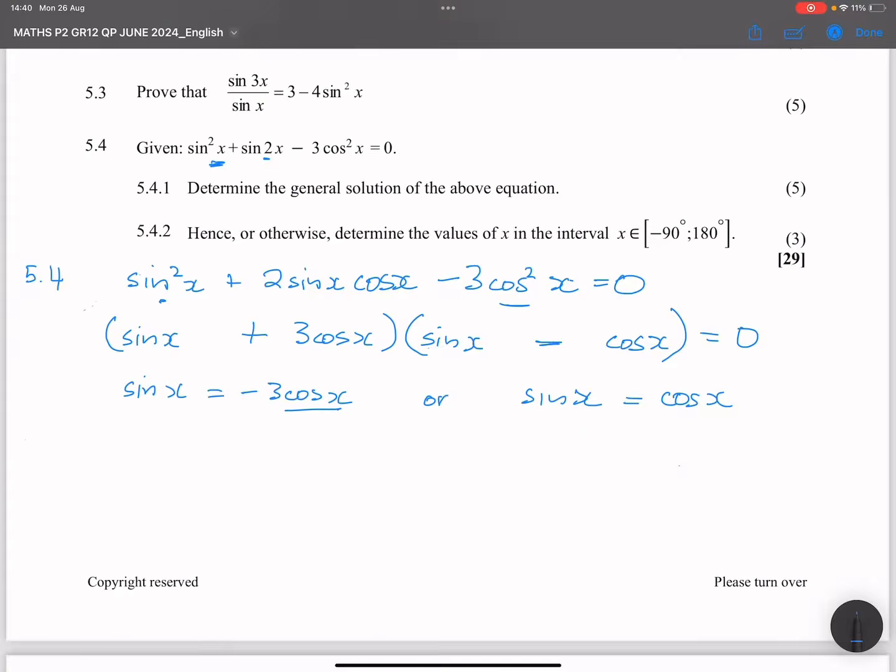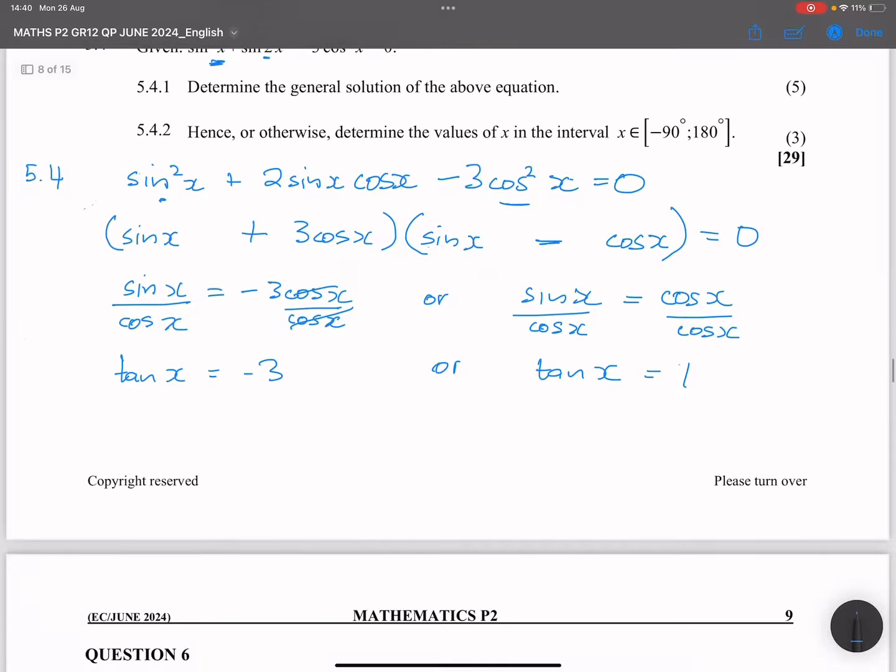So we divide both sides by cos x. We do the same to the other equation. So remember that sine x over cos x gives me tan of x, which is negative 3, or tan x, which is equal to 1.